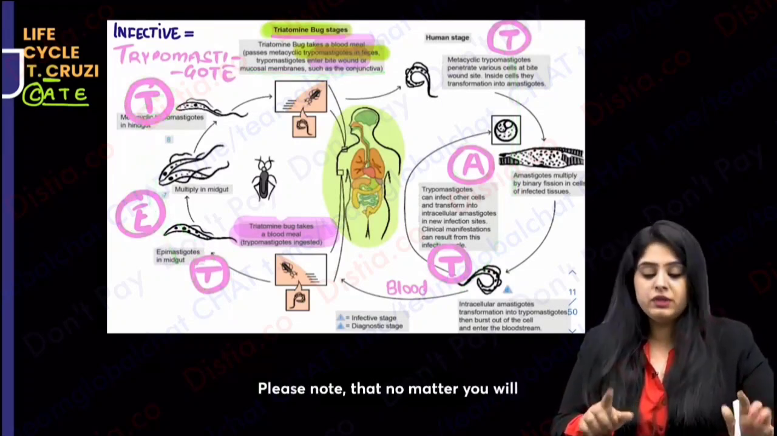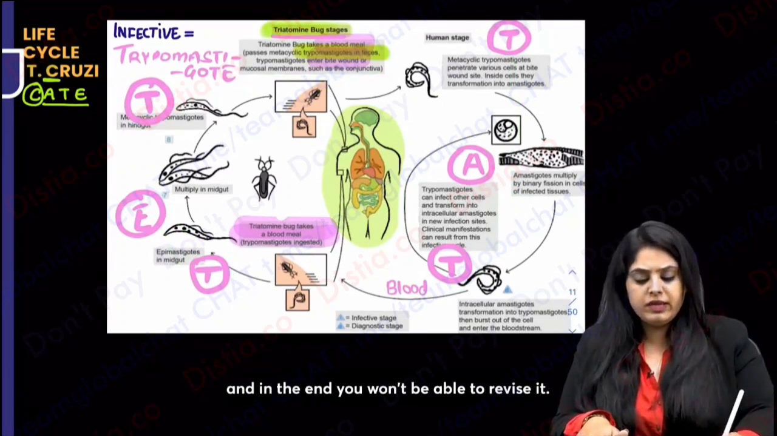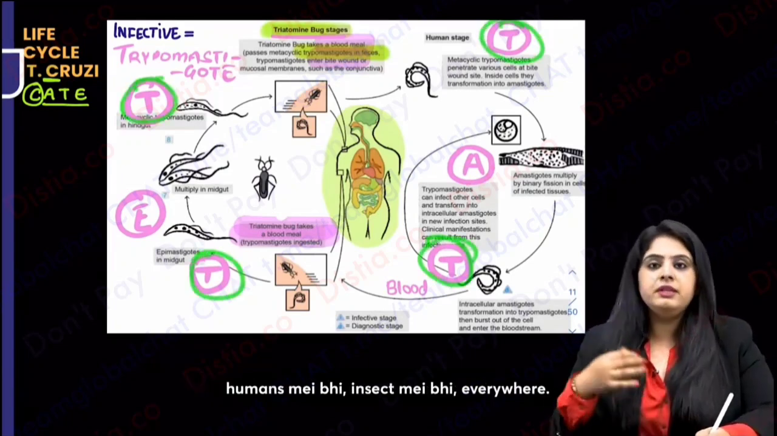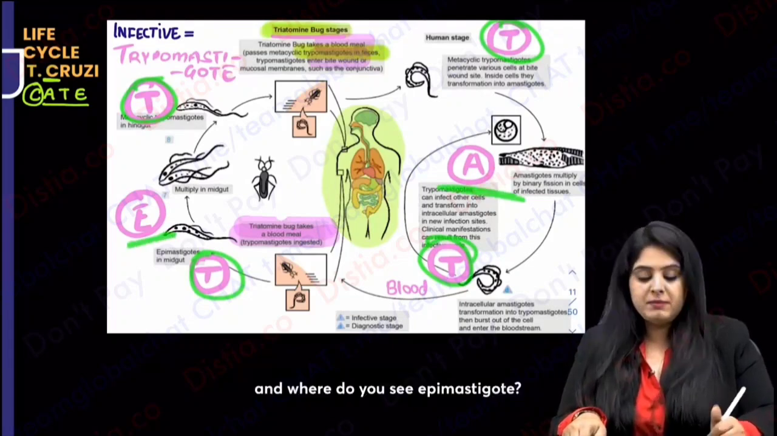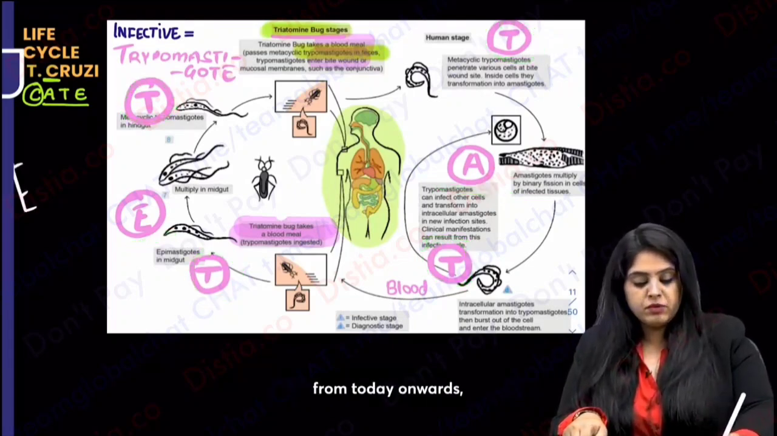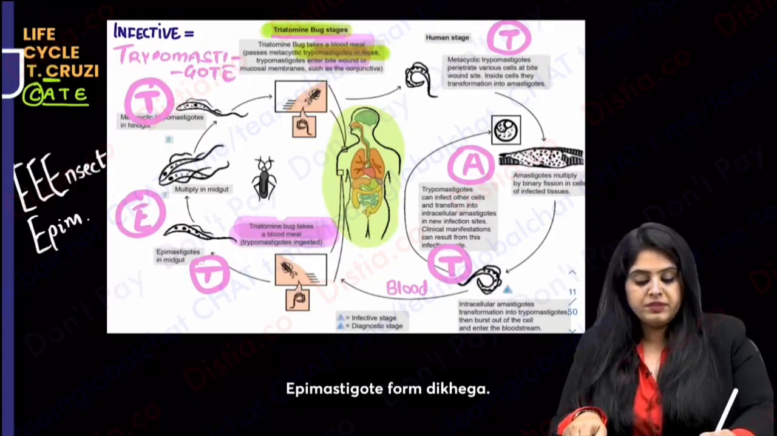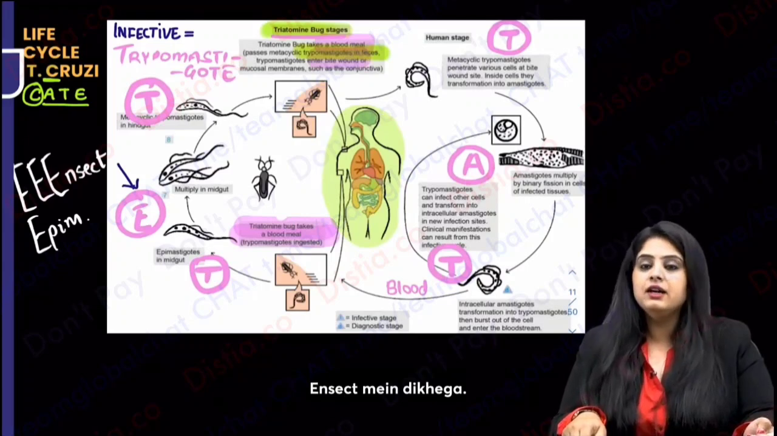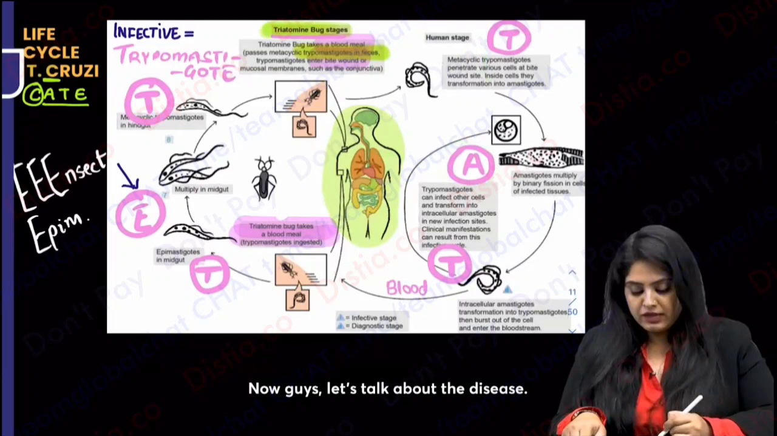Remember that. Please note that you will see so many life cycles going forward, and in the end you won't be able to revise them. So remember one thing: the trypomastigote form you see everywhere, humans maybe, insect maybe, everywhere, but where do you see amastigote and where do you see epimastigote? So remember, from today onwards I am going to call it insect. What will be seen in the insect? The epimastigote form will be seen. So that is what you should never complain of. Where will epimastigote be seen? In the insect. The amastigote form is going to be seen in adult human beings. Okay?